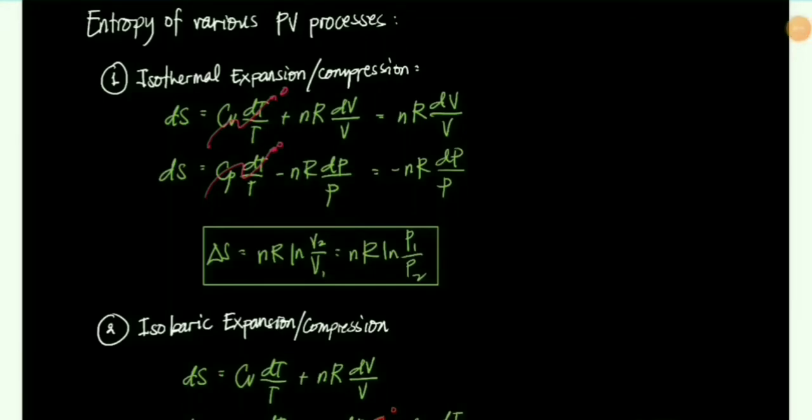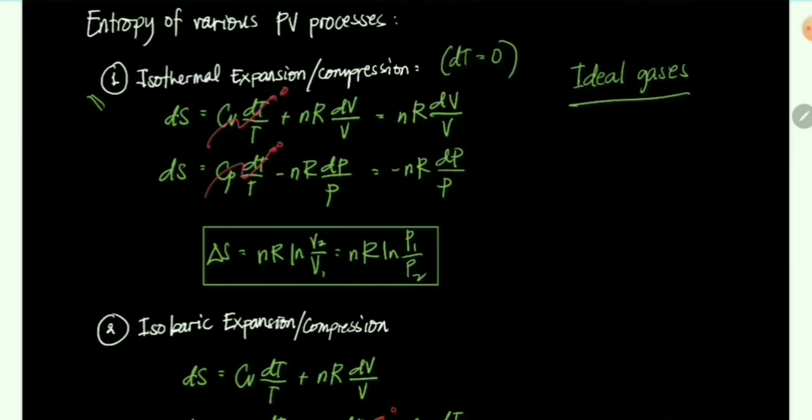So in this video, i-discuss ko naman kung ano yung mga values or expressions ng entropy at different PV processes. Okay? So una, we have this isothermal expansion or compression where the temperature is constant, or dT is equal to 0. So for ideal gases, okay? So take note natin that this is an ideal gas. Okay? So itong mga process na to ay for ideal gases only because of the equations that are given.